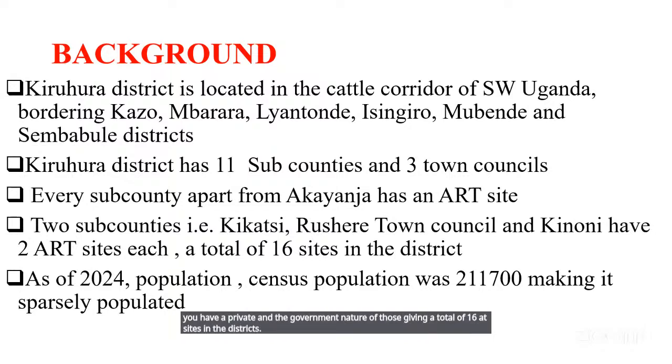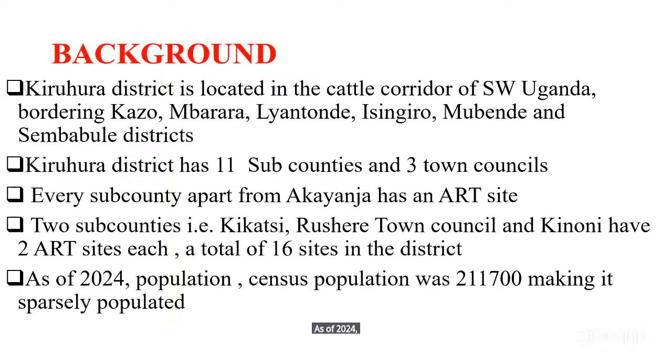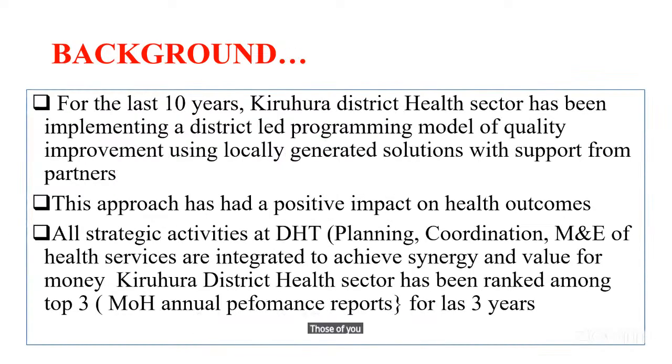As of the 2024 population census, the population of Chirhura was 2,111,700, but it's a sparsely populated part of the country. Those of you who have visited this place know our population is sparsely populated.